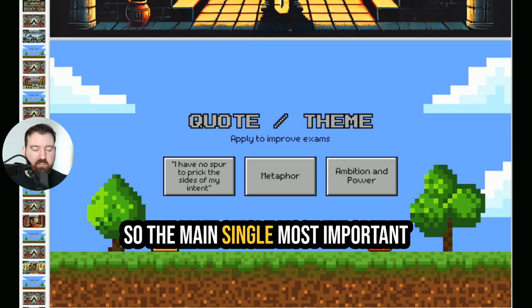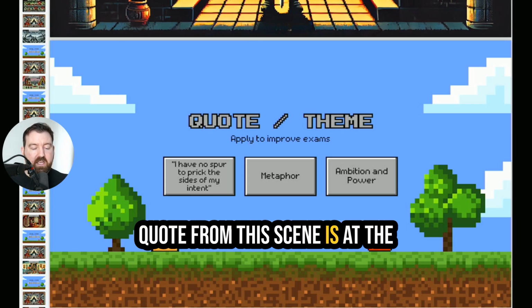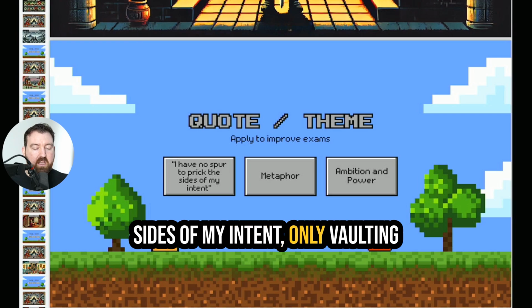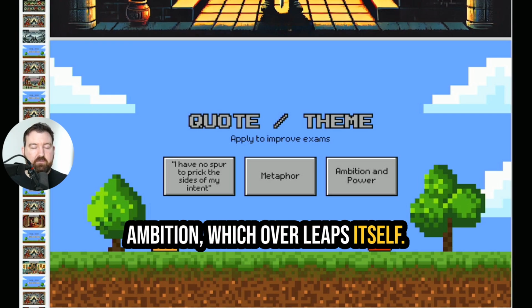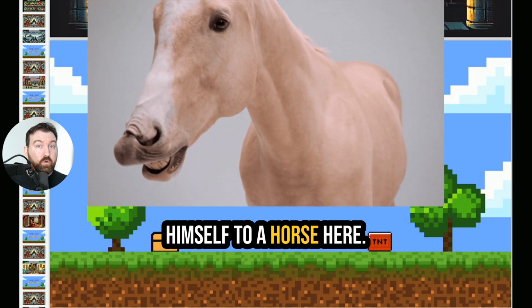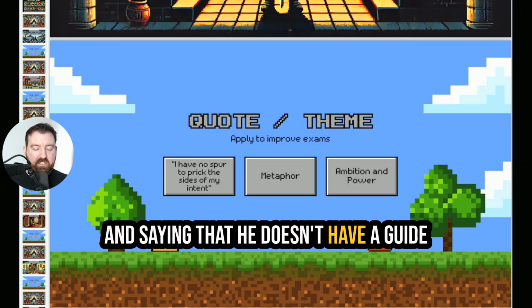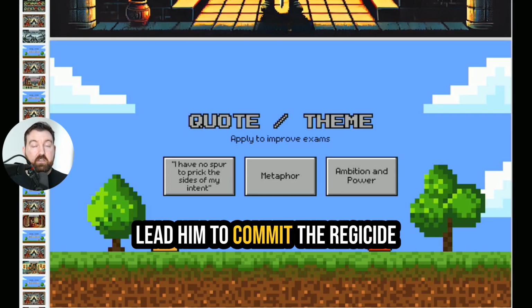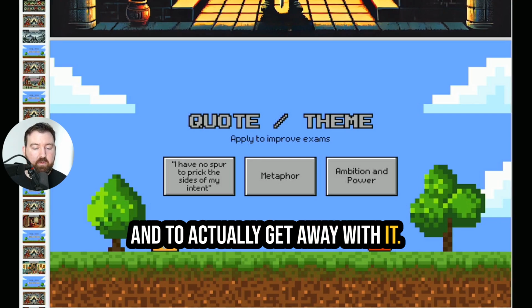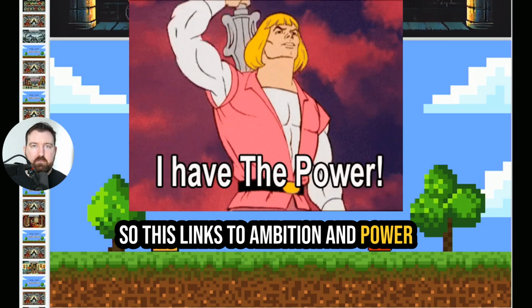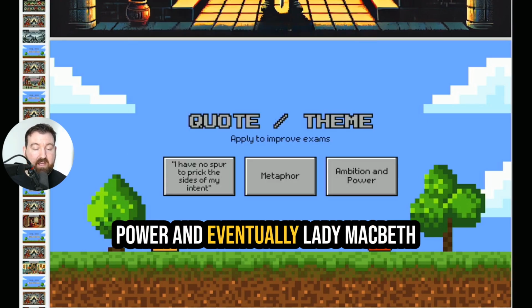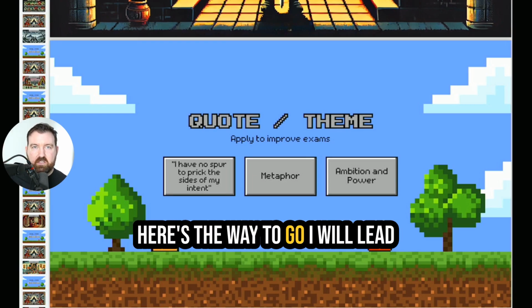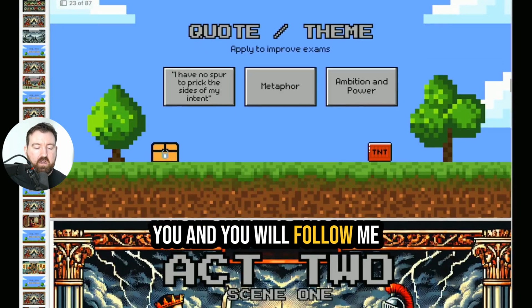So the single most important quote from this scene is at the end of Macbeth's soliloquy. He says, "I have no spur to prick the sides of my intent, only vaulting ambition which overleaps itself." So he's basically comparing himself to a horse here and saying that he doesn't have a guide or a rider or someone to actually lead him to commit the regicide and to actually get away with it. So this links to ambition and power. He's wrestling with ambition and power, and eventually Lady Macbeth is successful in convincing him, here's the way to go. I will lead you and you will follow me.